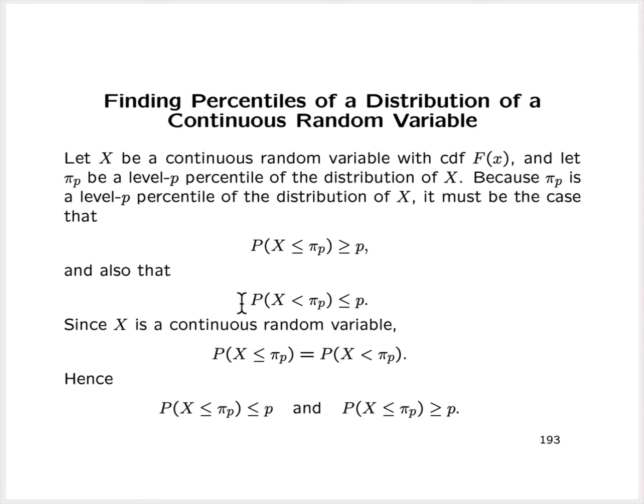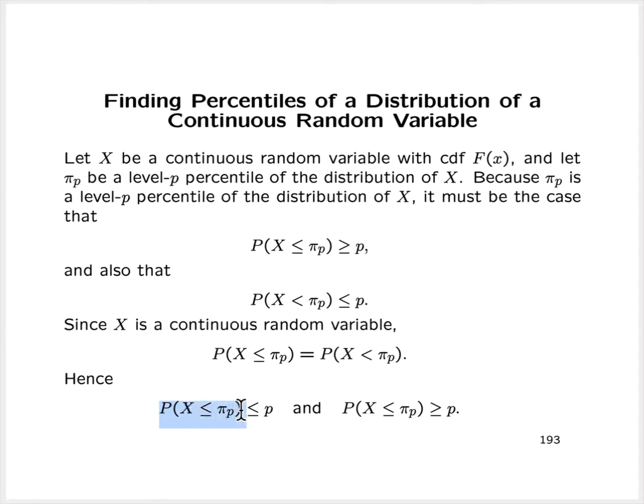And so what this implies, based on this inequality, is that the probability that x is less than or equal to π_p, by virtue of being equal to this probability, must be less than or equal to p. And so from that we get this inequality: the probability that x is less than or equal to π_p is less than or equal to p. And then from the first result we had up here, the first inequality, it must be the case that the probability that x is less than or equal to π_p is greater than or equal to p.